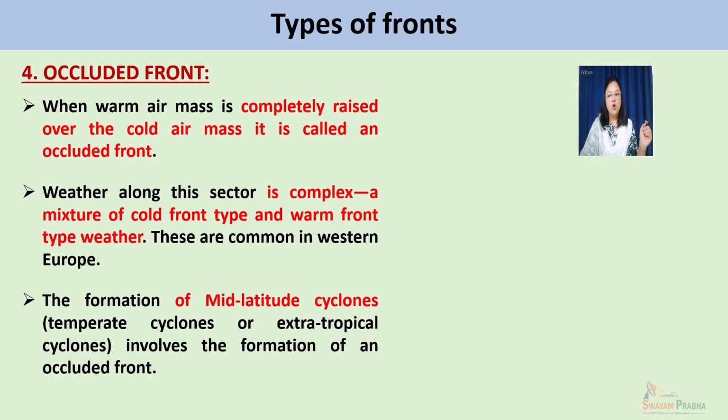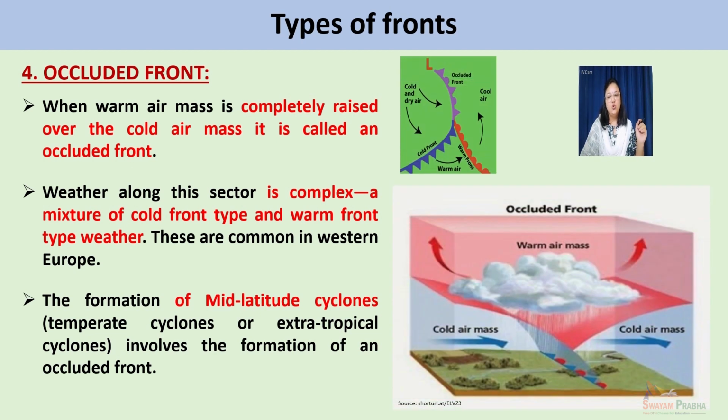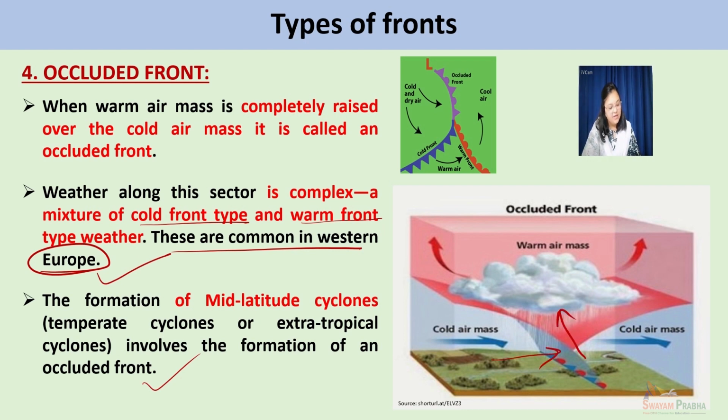Occluded front. When the warm air mass is completely raised over the cold air mass, it can be called an occluded front. Weather along this sector is a complex mixture of cold front type and warm front type. And this type of front is very common in Western European areas. The formation of mid-latitudinal cyclones or temperate cyclones also involves the formation of occluded fronts, because the cold air has completely taken up the territory of warm air, and the warm air is completely tossed up above the cold air mass, leading to the formation of occluded front.